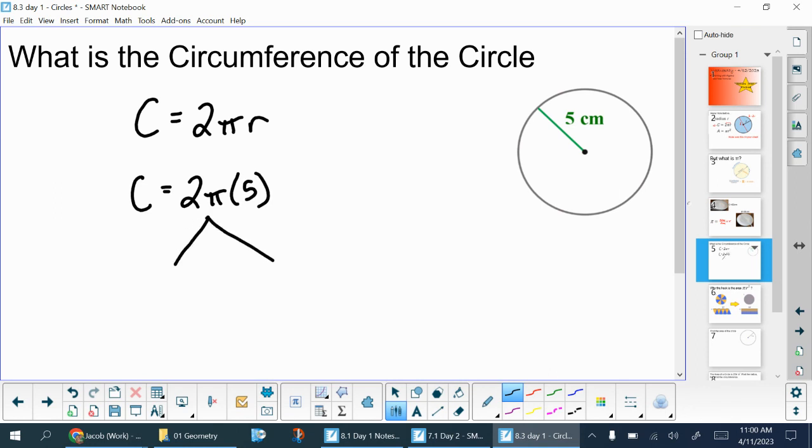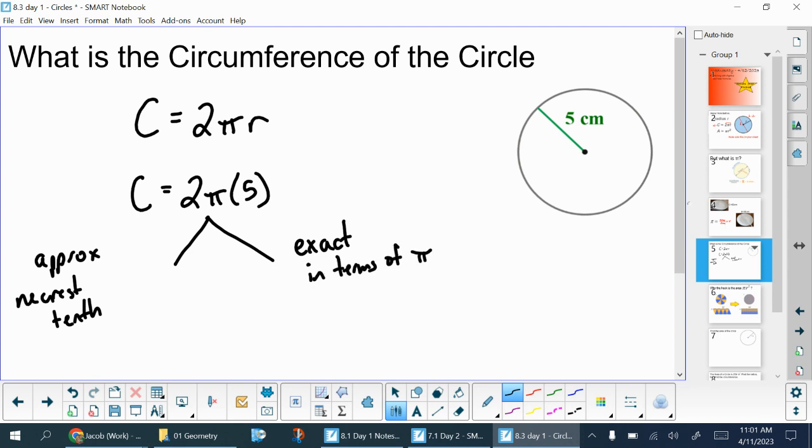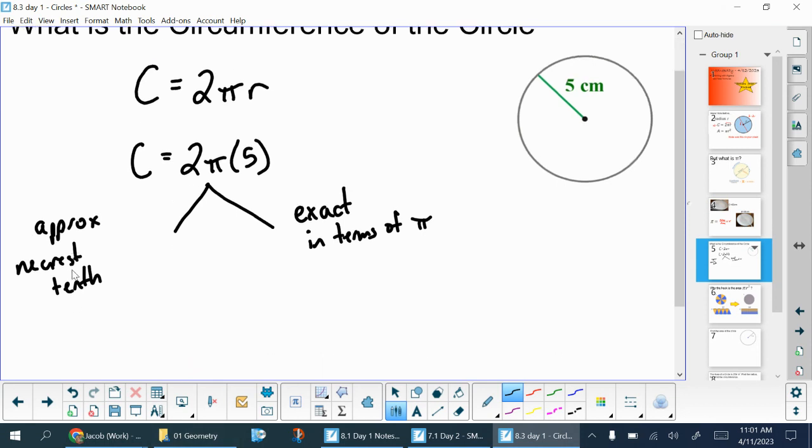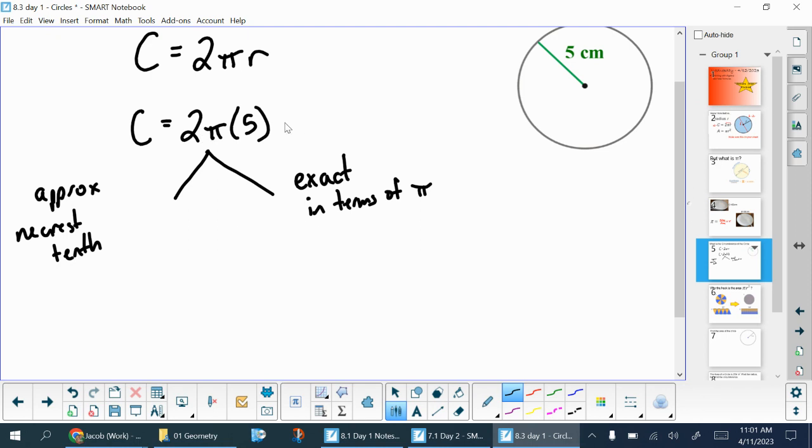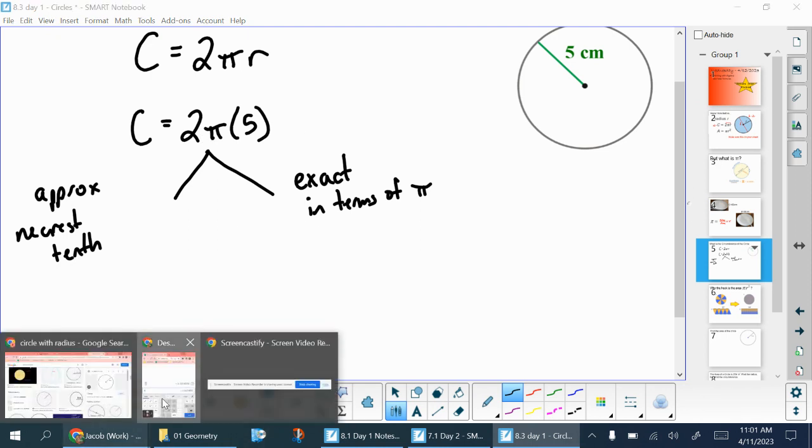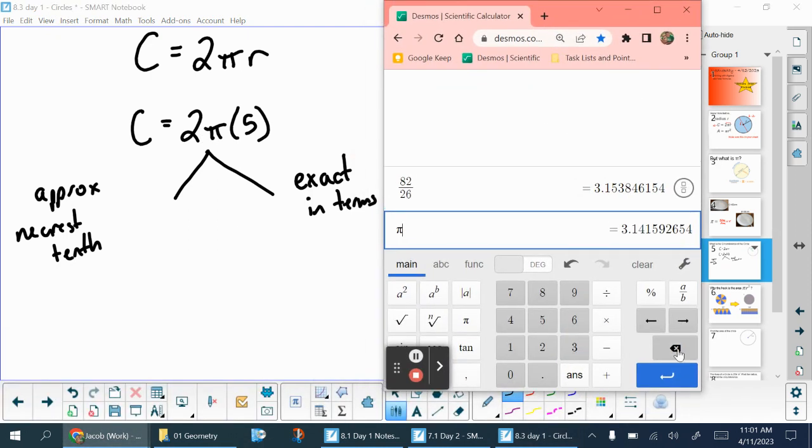And this is where you've got two paths. You can go approximate, or nearest tenth, or you can go exact or in terms of pi. So in a real life situation, we'd rather have an approximate answer to the nearest tenth. All you've got to do there is just type it in your calculator. So if I go ahead and grab Desmos real quick, I'm just going to go ahead and type in 2 pi 5.